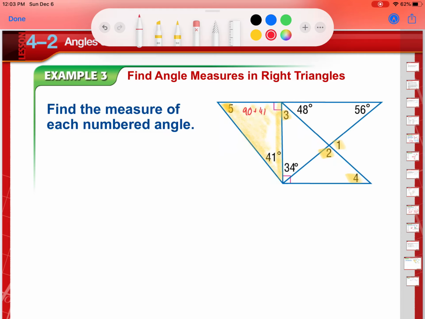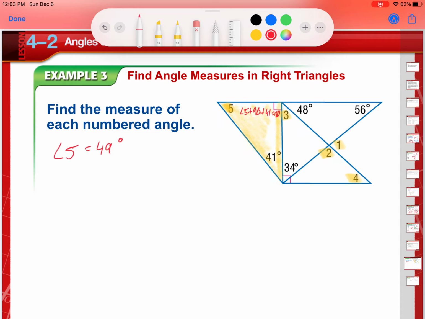So I'm going to write kind of small to try to keep things organized. So I know we have 90 plus 41. So we have angle 5 plus 90 plus 41 is going to equal 180. So if I want to go ahead and solve that, what I'm going to end up with is that angle 5 is going to equal 49 degrees. So right away, we've solved angle 5 equals 49 degrees.